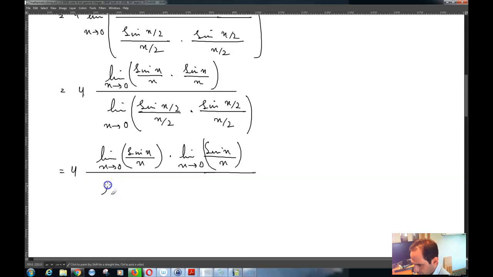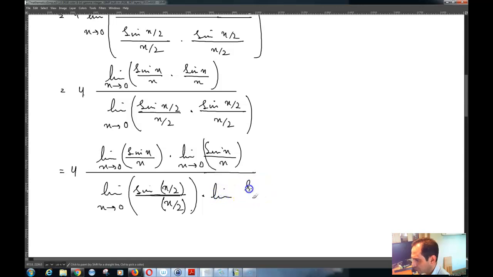And then this part over here, I can write the limit of sine x divided by 2 over x divided by 2 as x tends to 0, times the limit of sine x divided by 2 over x divided by 2 as x tends to 0.